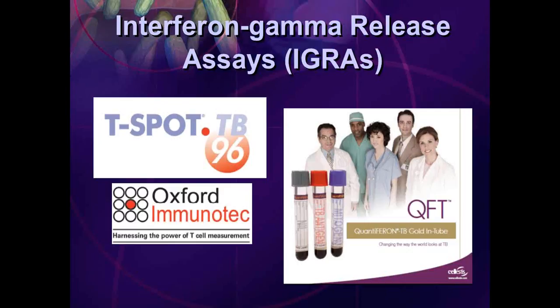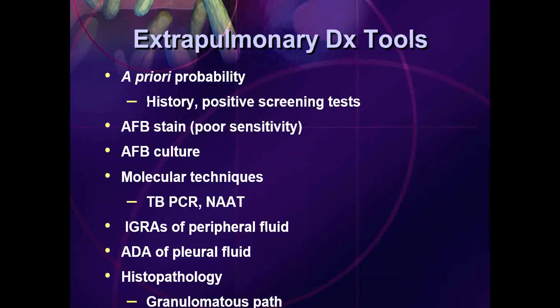So there are 2 IGRAs, as you're well aware. They can be useful in diagnosing extrapulmonary TB. Our diagnostic toolkit is really from top to bottom. A priori probability I always think is the most important. Does the patient have a history of positive screening tests? Do they have a history of contact? Should they have TB? Those kinds of questions.